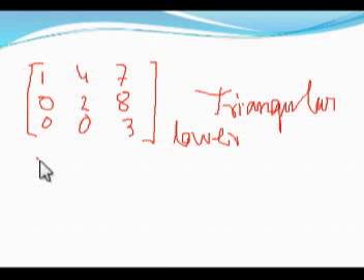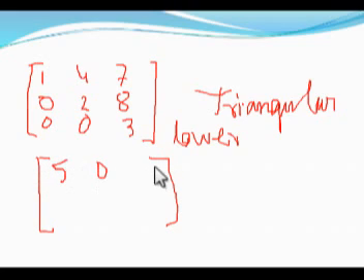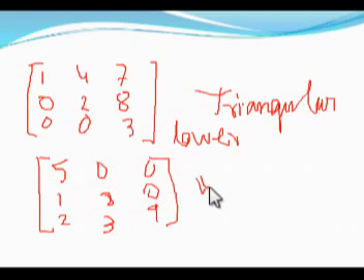And if you take this example, here take 5, 0, 0, 0, here 9, here 8, here 1, here 2, here 3. So you can see that above the diagonal, all the elements are 0. This is called upper triangular.